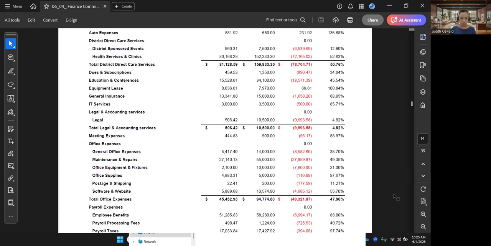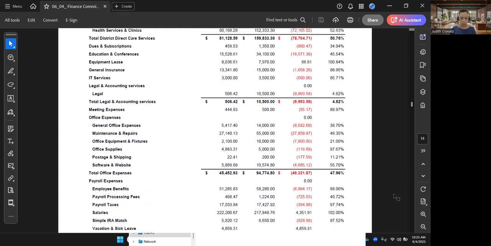Really other percentages of note, everything else is pretty close. And nothing else is truly remarkable from my standpoint.